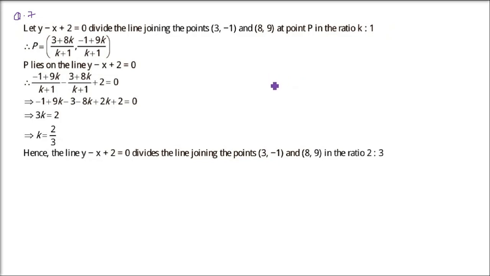So what you have to show is that we have a line with endpoints (3, -1) and (8, 9). And if we make a line like this, I don't know how this line is coming. It can be in any orientation, y minus x plus 2 equals 0. And this is dividing this line into 2:3. We have to prove it. So we assume that it is dividing it in the ratio k:1.